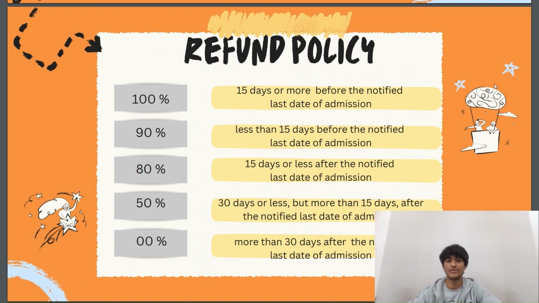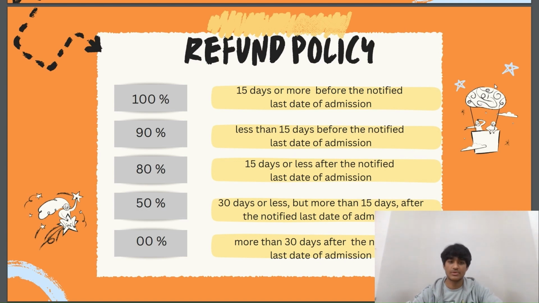We have now reached the end of our video, the last slide being about the refund policy of NMIMS. We'll have a much deeper discussion on this slide about 5 months later when you're actually supposed to pay the tuition fee. But for now, look at the keyword, the notified last date of admission. This date is the day on which one is supposed to join the campus. So you get 100% refund as long as you ask for it within 15 days or more before the notified last date of admission. You'll get a 90% refund if you ask for it less than 15 days before the notified last date of admission.